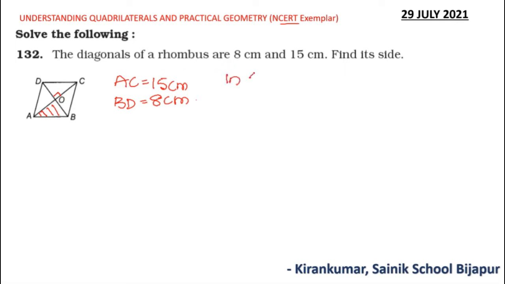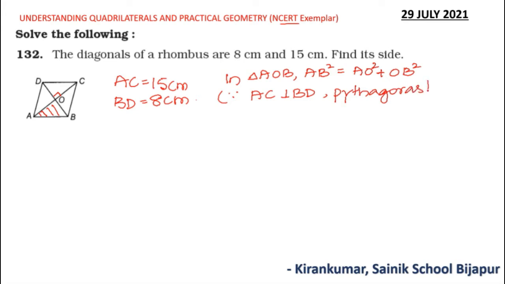In triangle AOB, we have the square on the hypotenuse, AB square, equal to the sum of the squares of the remaining two sides, AO square plus OB square. It is because AC is perpendicular to BD, and we have made use of Pythagoras theorem. So here AB square will be equal to AO square, which is AC by 2. So I can take it as (15 by 2) whole square plus BD by 2, which is (8 by 2) whole square.